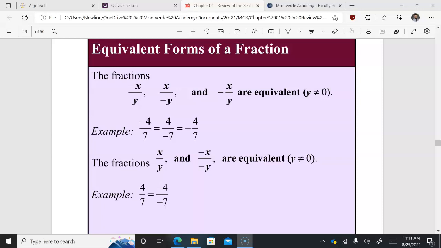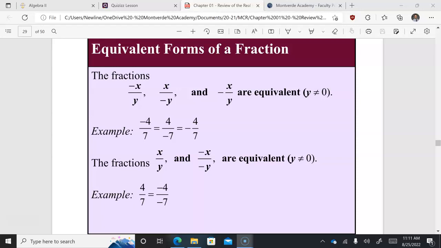This is the last slide we didn't get to from the end of the section yesterday. So we did our operations with rational numbers, including finding quotients and identifying positives and negatives based off the signs. I want to talk about real quick the equivalent forms of fractions.